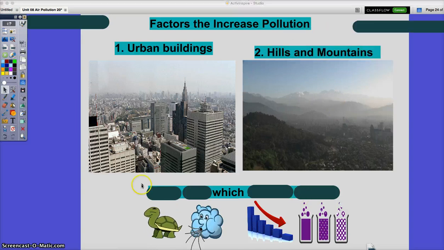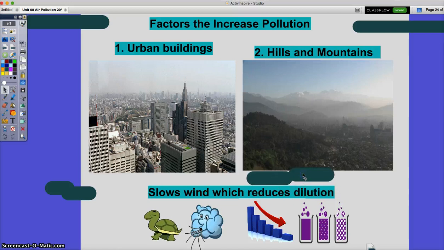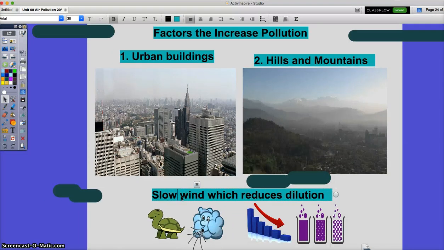So this would be what? Slows wind. It's slow wind, which can what? Decrease. Good job. Dilution or chemical reactions. Slow winds. It should say slow winds, not slows winds.